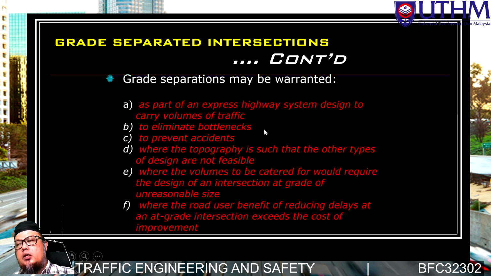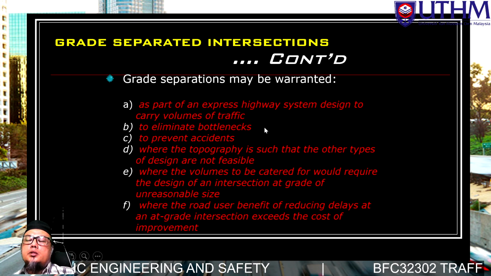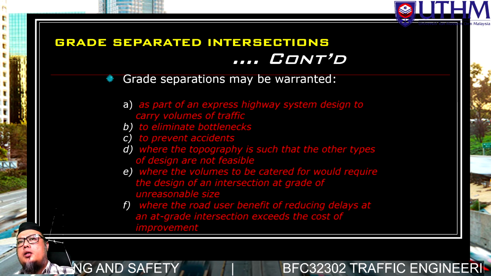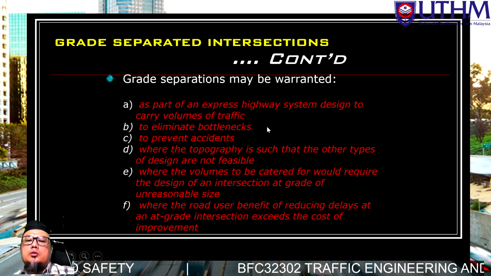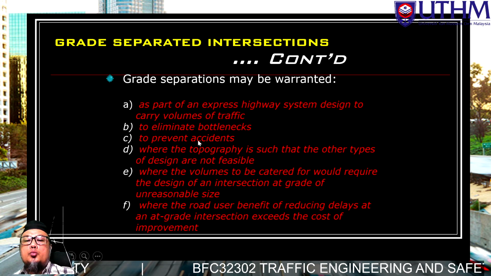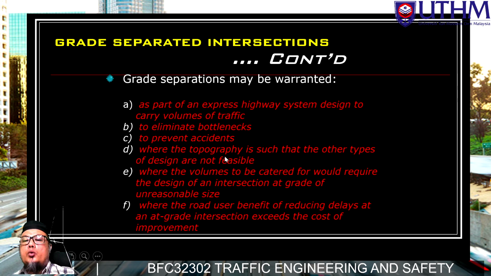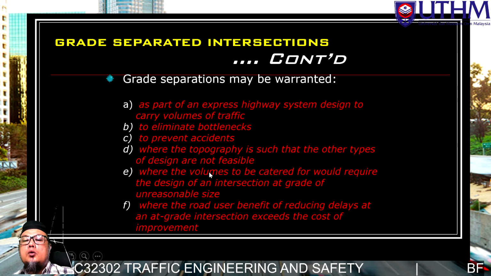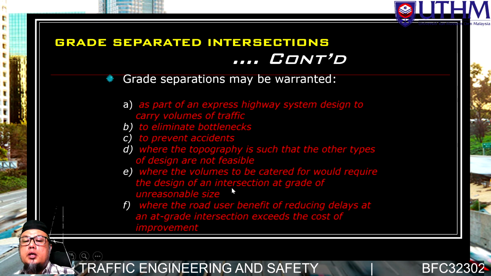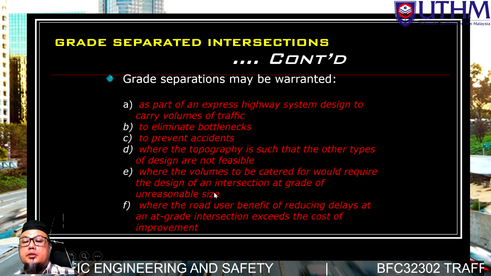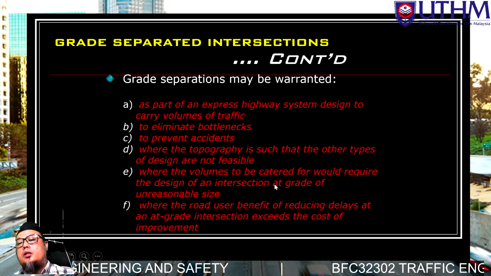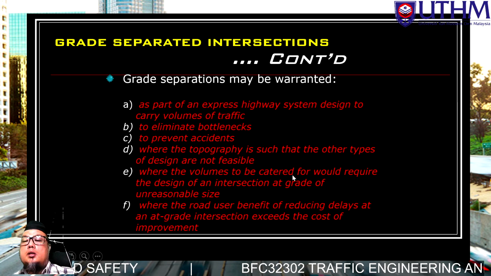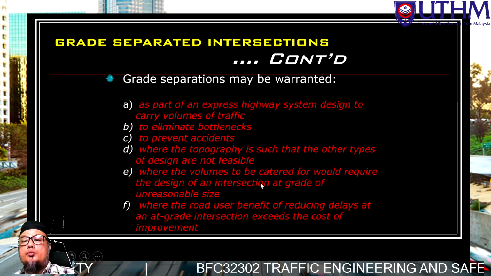If we notice that a particular existing at-grade intersection creates a massive bottleneck and the capacity is over demand or oversaturated, we can consider this part of the warrant. Other considerations are to prevent intersection accidents, whether the topography makes the type of design not feasible, whether the volume can be catered for with the required design, and whether the intersection would be of unreasonable size. So it cannot cater for the traffic demand because it is too high, and it must be upgraded from at-grade intersection to grade separated.